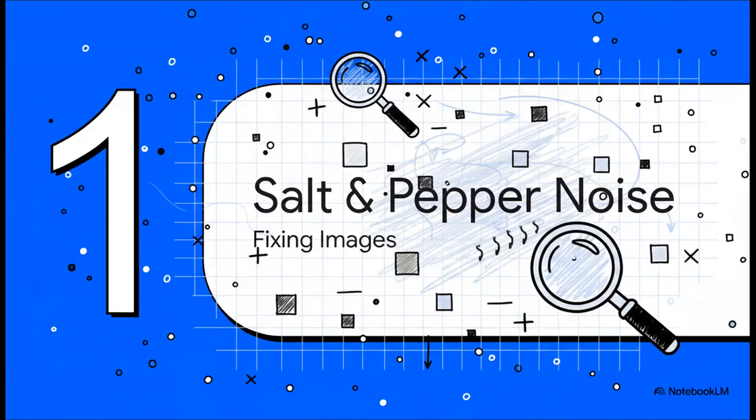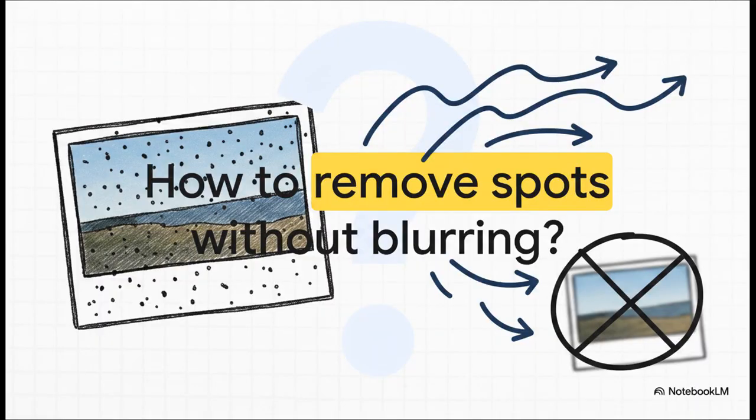Starting off with section 1, fixing salt and pepper noise. So imagine your absolute favorite photograph is suddenly covered in these tiny, harsh black and white dots, just scattered completely at random. How do we pull off the mathematical puzzle of cleaning them up? And here's the real kicker. How do we do it without turning the entire picture into a blurry, out-of-focus mess?